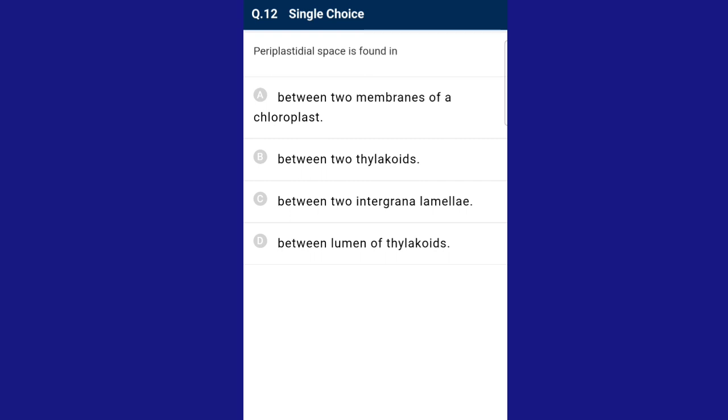Periplastidal space is found in between 2 membranes of chloroplast, space between primary and secondary wall of chloroplast. So the answer is option A, between 2 membranes of chloroplast.